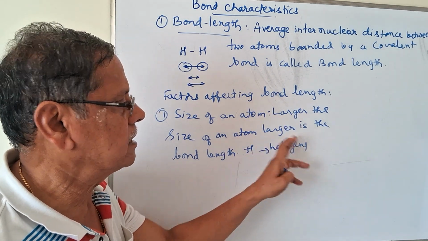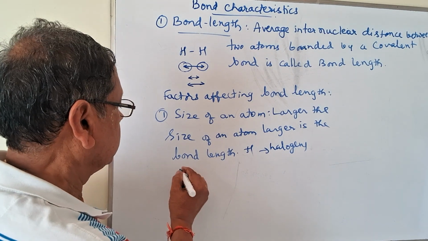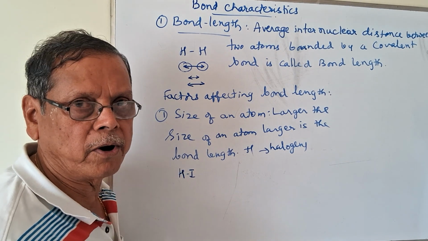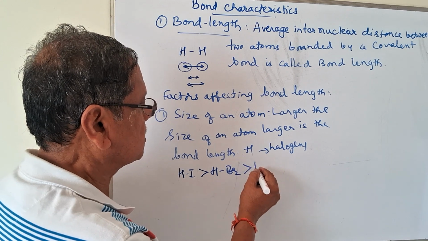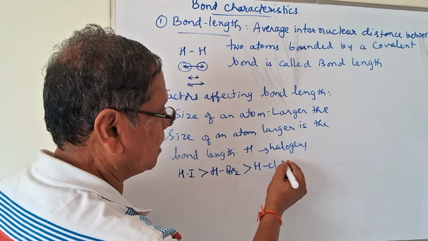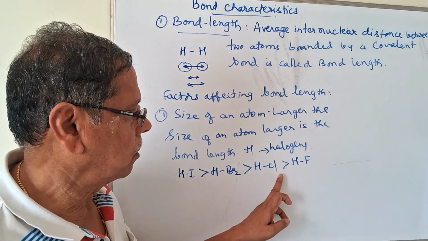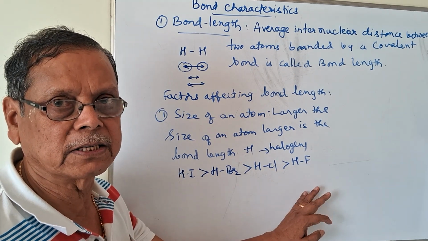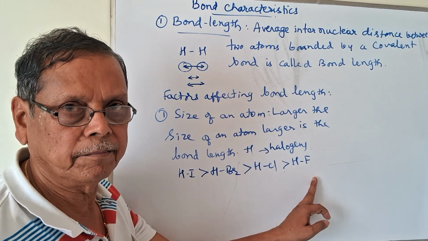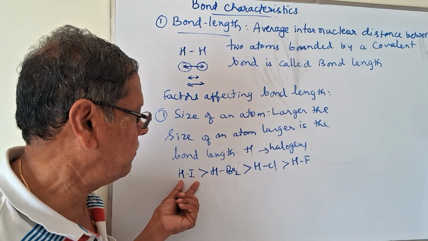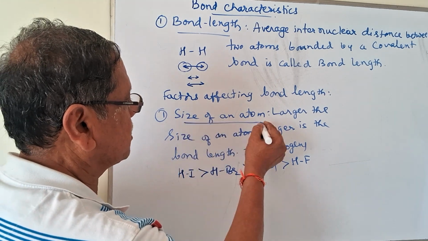Higher the atomic radius, higher is the bond length. Among the halogens, iodine has the largest atomic radius. That's why the hydrogen-iodine internuclear distance, that is the bond length, is always larger than HBr, which is always larger than HCl, which is always larger than hydrogen fluoride. Since from iodine to bromine to chlorine to fluorine the atomic radius decreases, the bond length between hydrogen and halogen also decreases in the same order. So this is the first factor, the size of an atom.